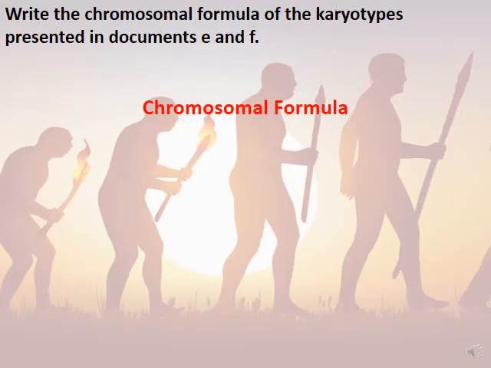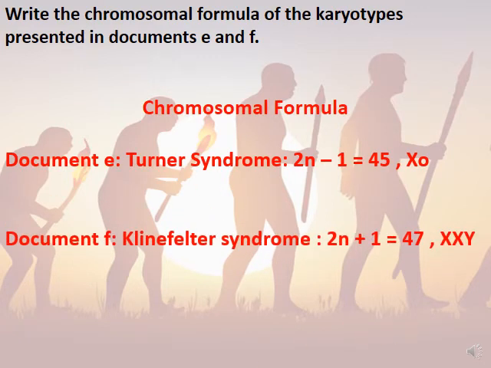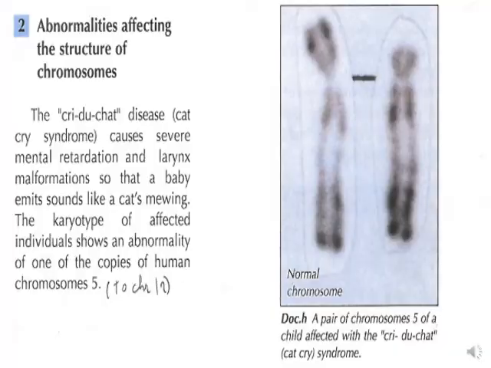Write the chromosomal formula of the karyotype presented in documents E and F. So document E, Turner syndrome: 2n minus 1 equal to 45, comma, XO. While document F is for Klinefelter syndrome: 2n plus 1 equal to 47, comma, XXY.